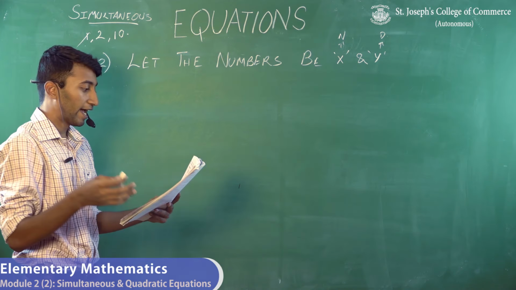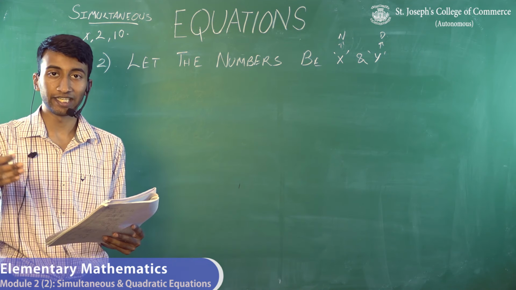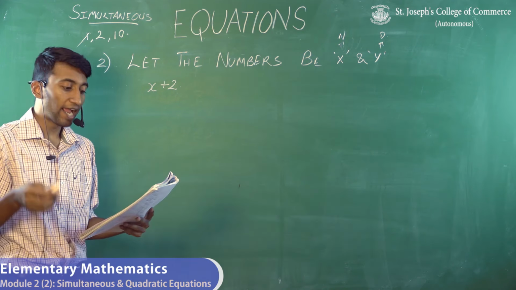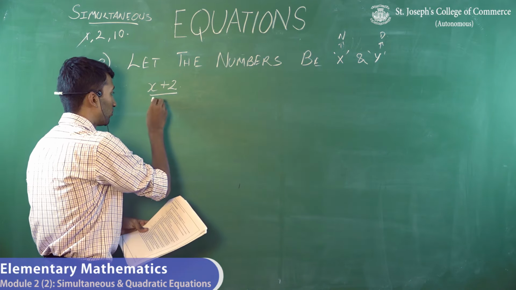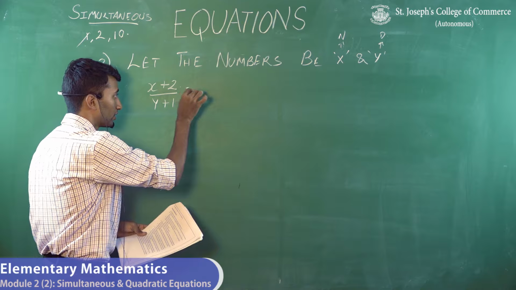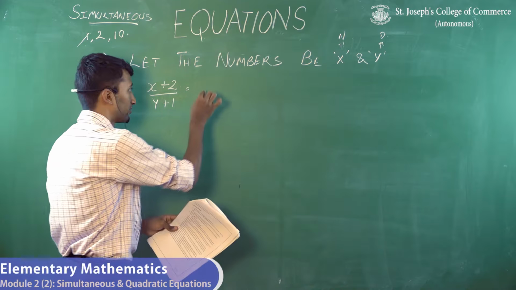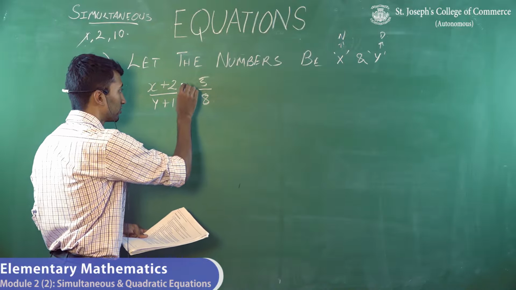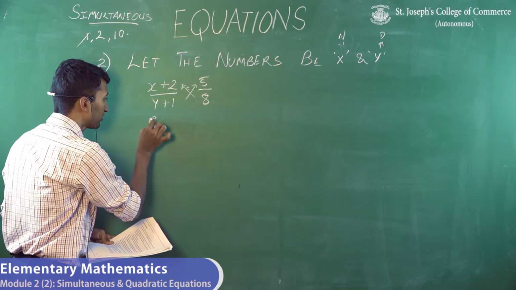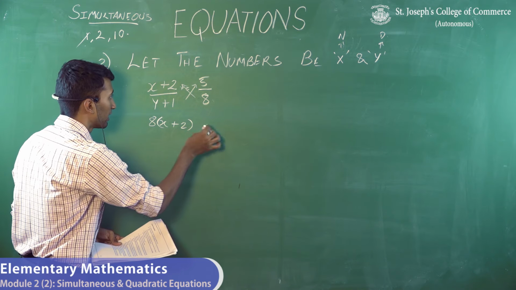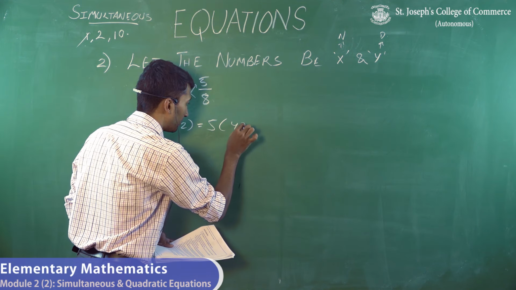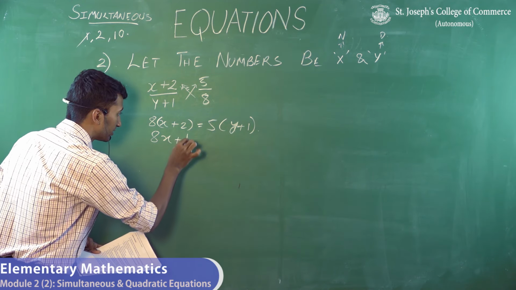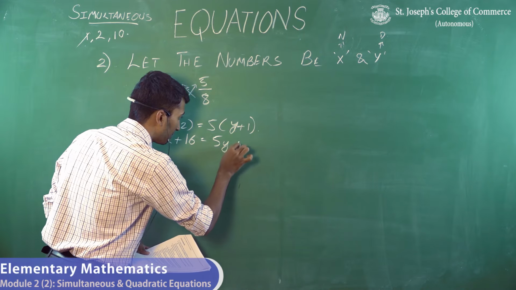As it says, if the numerator of the function is increased by 2, so x is increased by 2, and the denominator by 1, so y is increased by 1, it becomes 5 by 8. Cross multiply and you will get your equation. That would be 8 into x plus 2 is equal to 5 into y plus 1. So 8x plus 16 is equal to 5y plus 5.